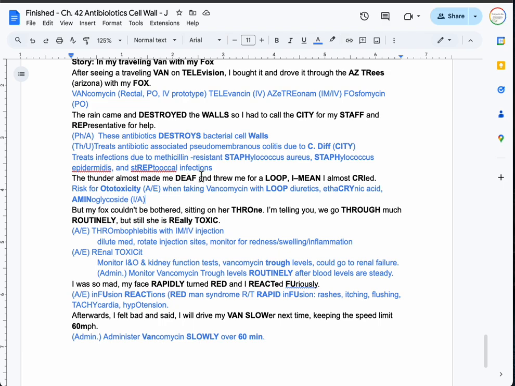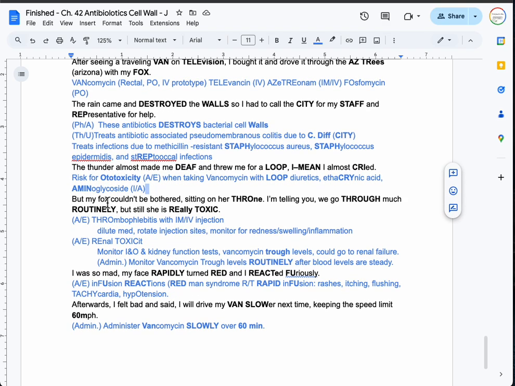The thunder almost made me deaf and threw me for a loop: that is aminoglycoside. And I almost cried is ethacrynic acid. So you have a risk for ototoxicity, which is an adverse effect by itself, but it's also an interaction if you mix vancomycin with furosemide, torsemide, ethacrynic acid, and aminoglycoside. So this is interaction.